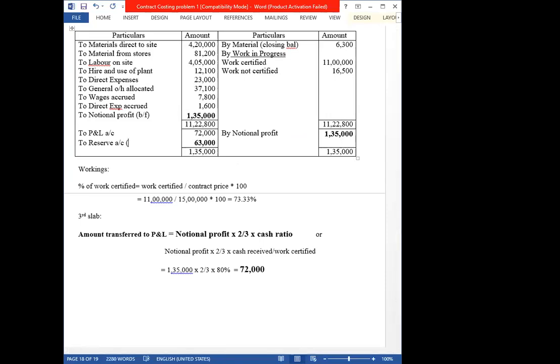Okay. So this is nothing but the balancing figure which is transferable to the next year. In the contract account only you have to transfer this to next year. This is the balancing figure. Okay. Again I am repeating.